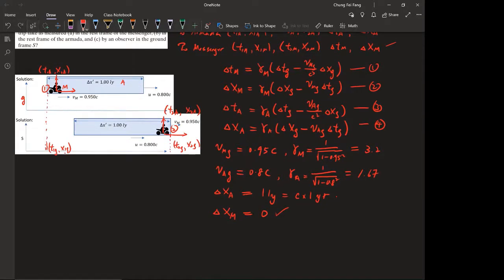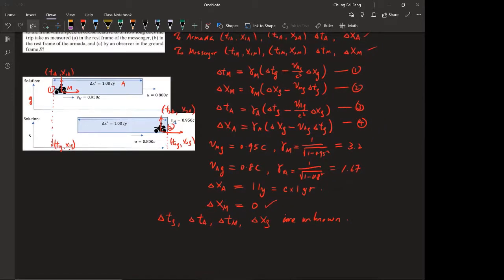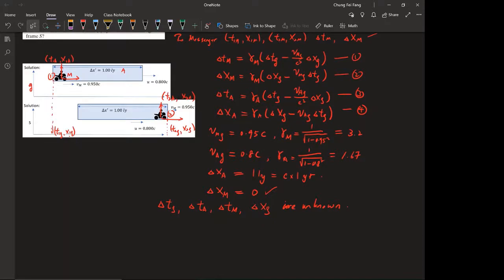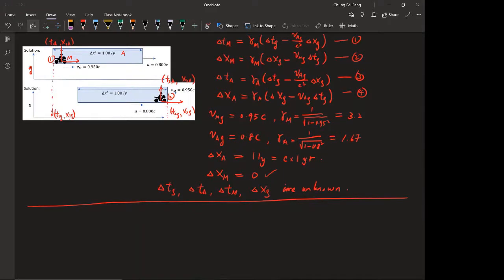So now what we are left with is only Tg, Ta, delta Tm and also delta Xg, which are unknown. We have 4 equations and 4 unknowns. So from the mathematics, we know that we should be able to find out and solve this equation. Okay, now it's a mathematics problem. We just need to solve these 4 equations with the information given.